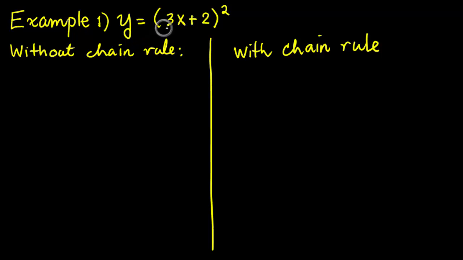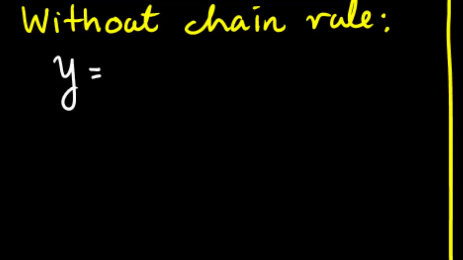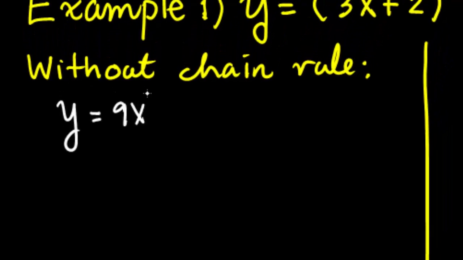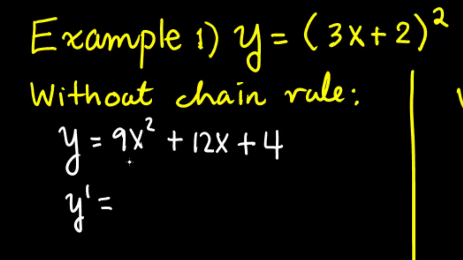Here you have y equals 3x plus 2, the whole thing squared. Suppose we didn't use chain rule. Let's look at y first. If we square this whole binomial, it's going to be 9x squared, plus what's the middle term? And the third term is 4. The middle term is twice the product, so plus 12x, because that's 3x times 2, doubled. Do you remember how we take the derivative? Well, y prime here would just be 18x plus 12.